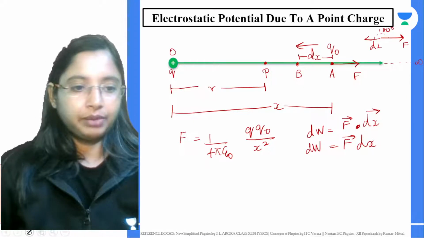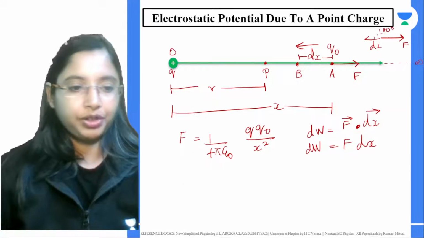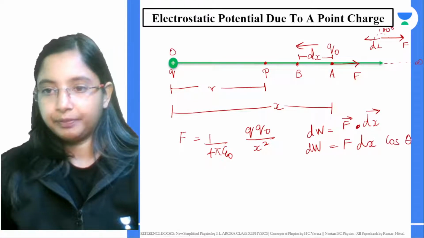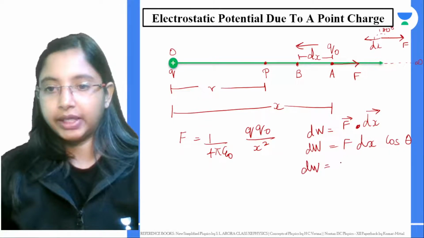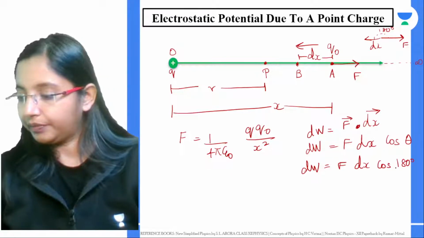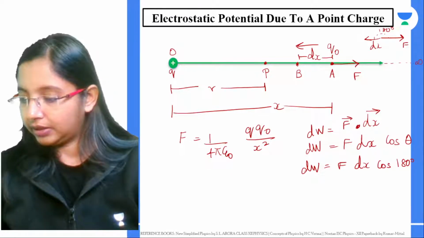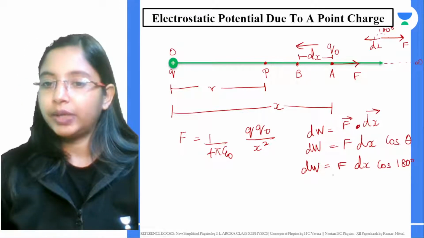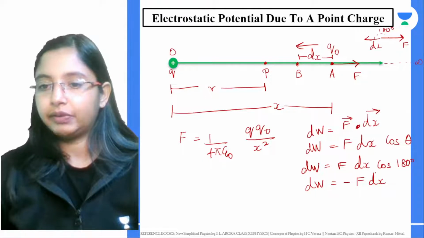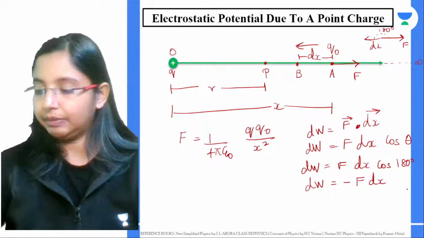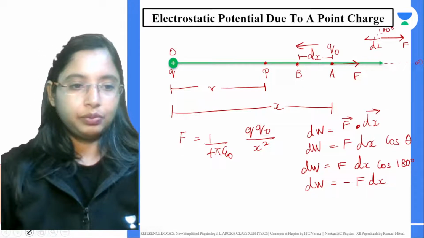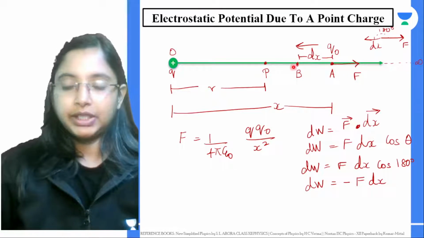If you just want the magnitude, not in vector form, this will be F dx cos theta. Theta over here is nothing but 180 degrees. Cos 180 degrees is actually minus 1. So you'll have minus F dx as the answer, because cos 180 degrees is minus 1. Now, this is the work done in moving the charge from point A to B.